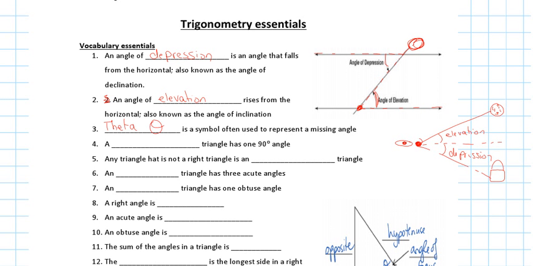What do we call the triangle that has a 90-degree angle? Right angle triangle.